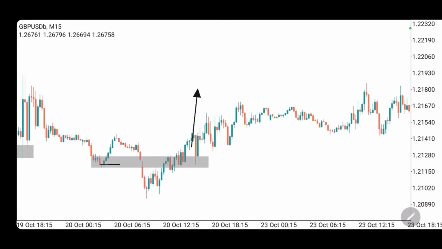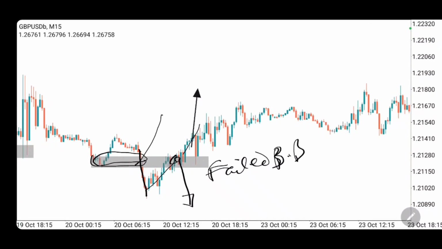Here the market had or created a demand zone that the market ought to have bought from, but it broke the zone, came back to the zone, and ought to have sold, but here it failed. So this is a failed breaker block. This is a failed breaker block.